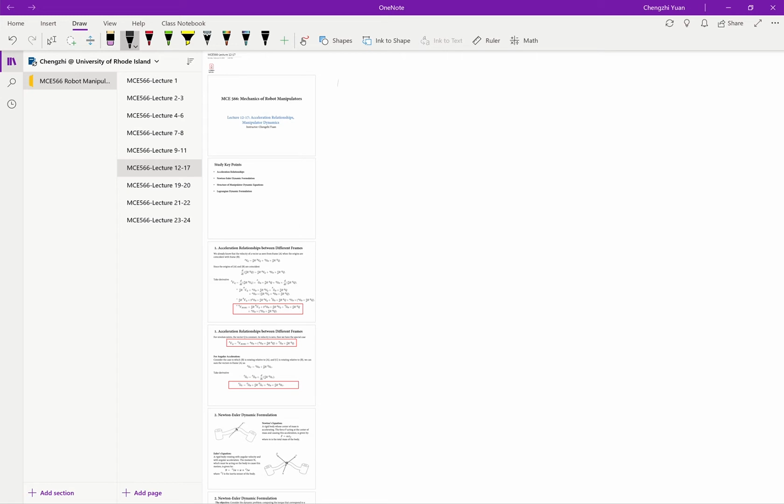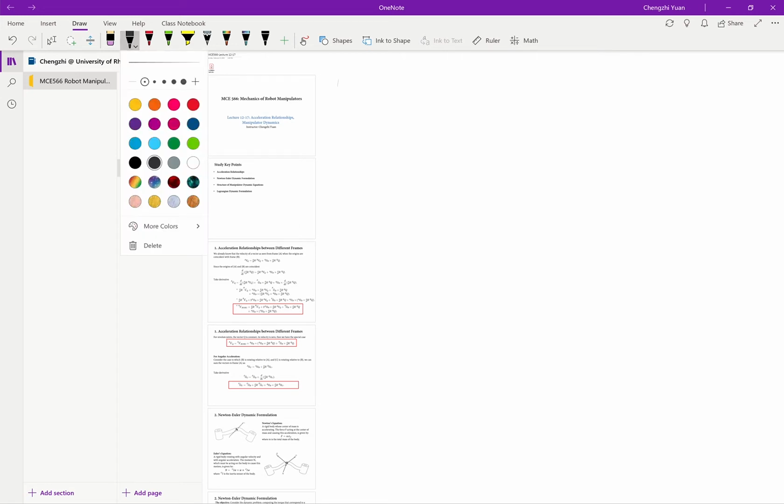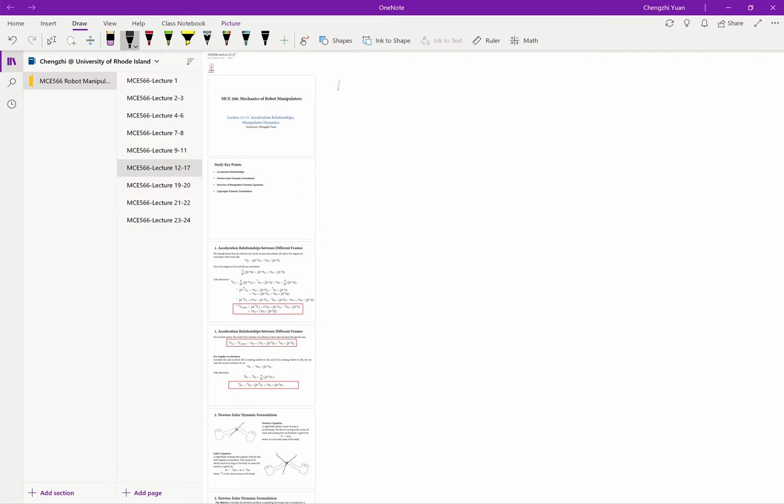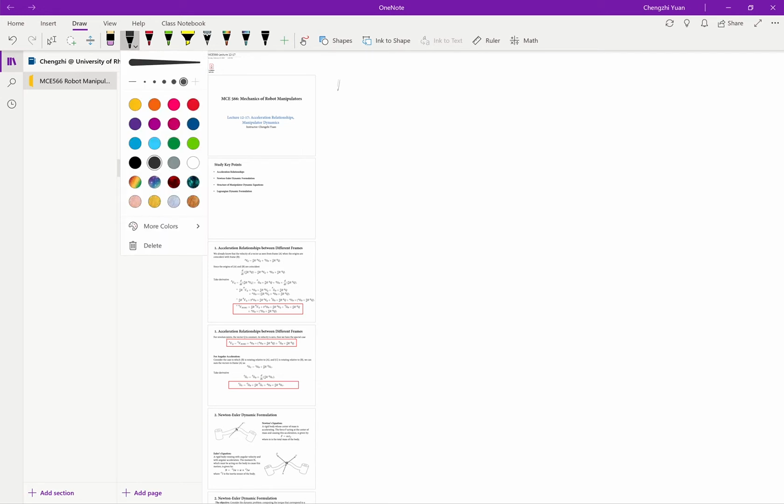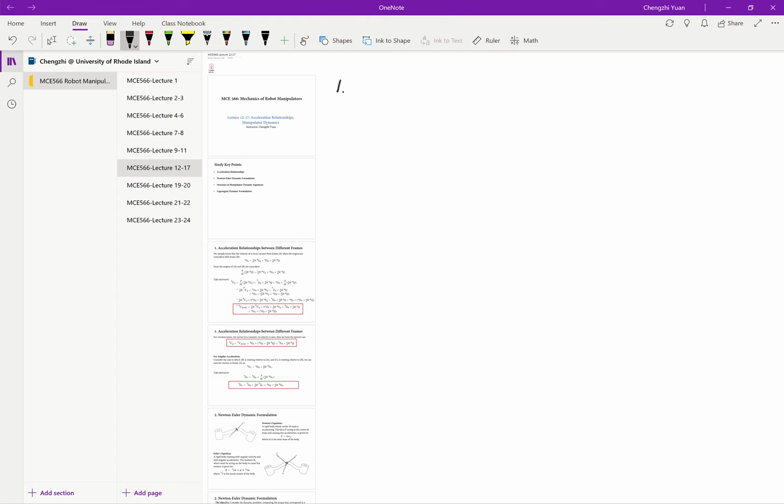So the first part we have talked about is the description of points and frames. And the second part is modeling of kinematics.